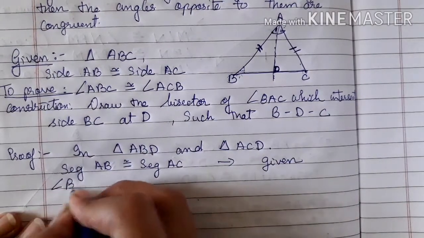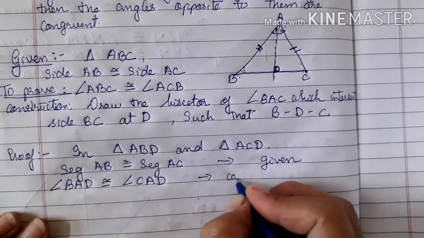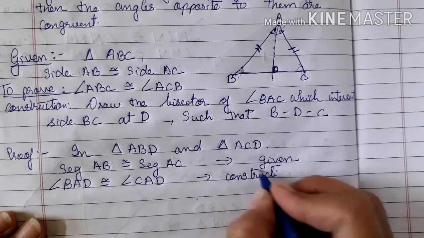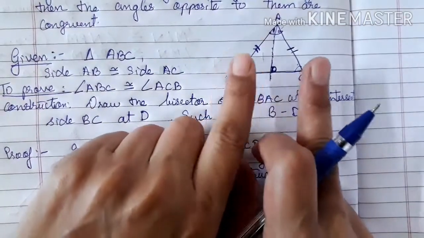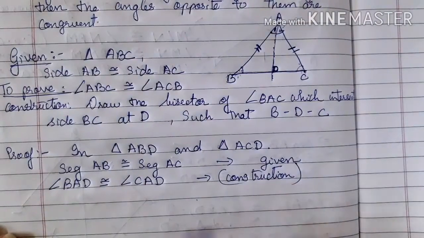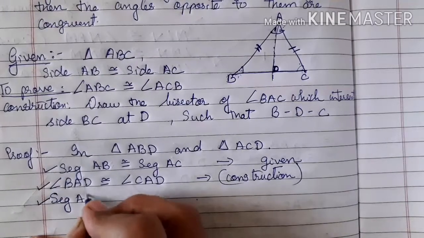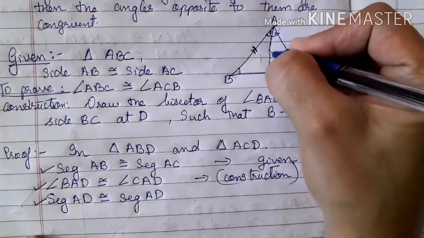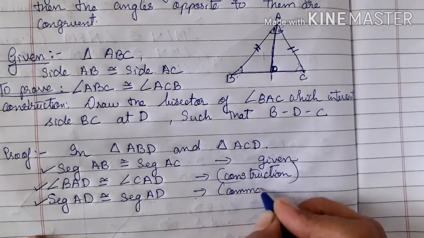Then angle BAD is also congruent to angle CAD by construction. These angles are congruent by construction, because we made two different angles, right? Two different triangles are there. So this is from the construction. Then the third, first we got, second we got, and this is the third statement: segment AD is congruent to segment AD. You will see that this is the common side.